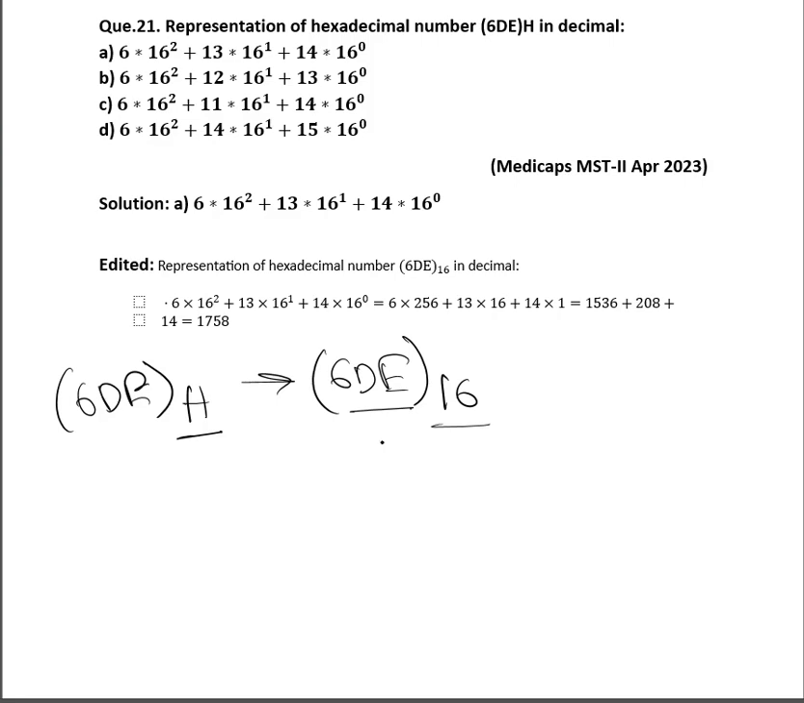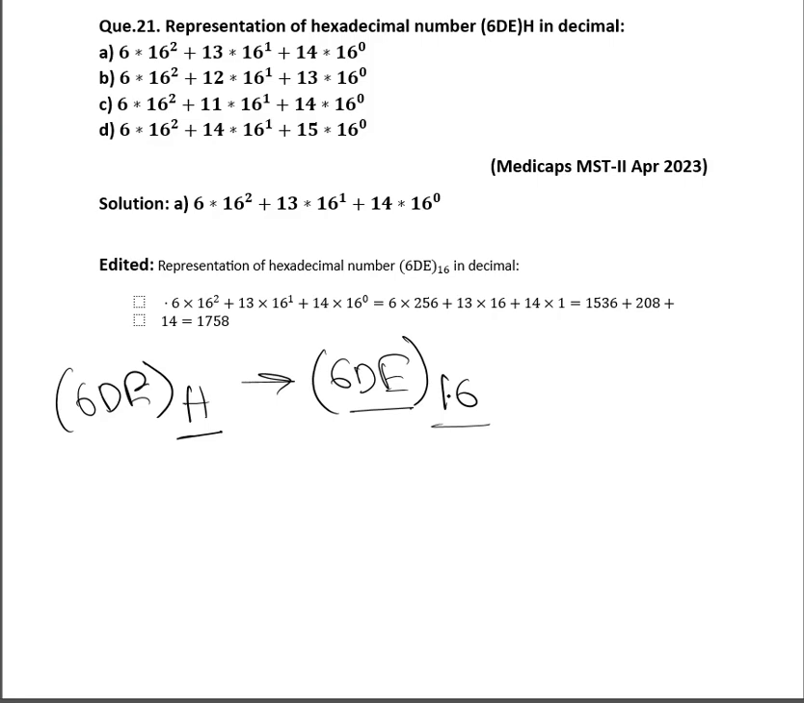Other than that, we can clearly see that the digits D and E are mentioned, which are only possible in a hexadecimal number, because for a binary number we only get 0 and 1, and for an octal number we get digits up to 7. So if D or E are mentioned, we can also say that it is a hexadecimal number.